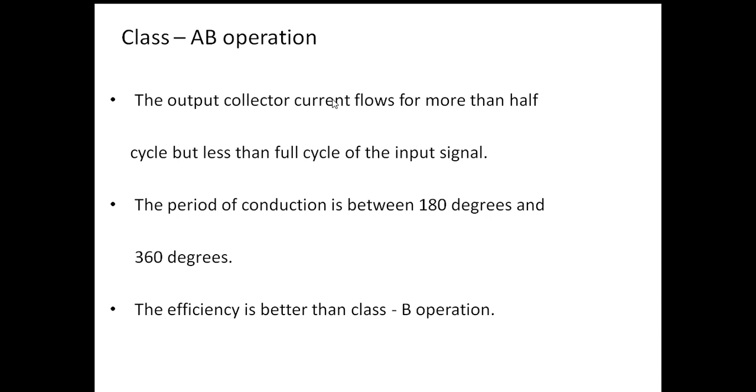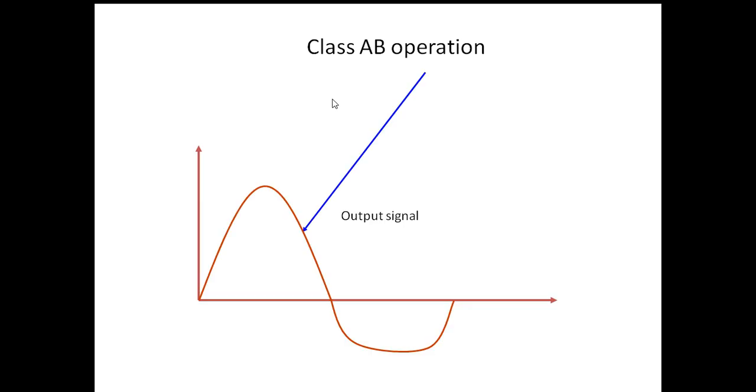The efficiency is better than class B operation. What was the class B operation efficiency? That is around 78.5 percentage. Now the efficiency of this kind of class AB operation is a little increased. Okay, here the positive half cycle is the same as the input, whereas coming to the negative half cycle, it is somewhat lost. Okay, this is greater than 180 and less than 360.